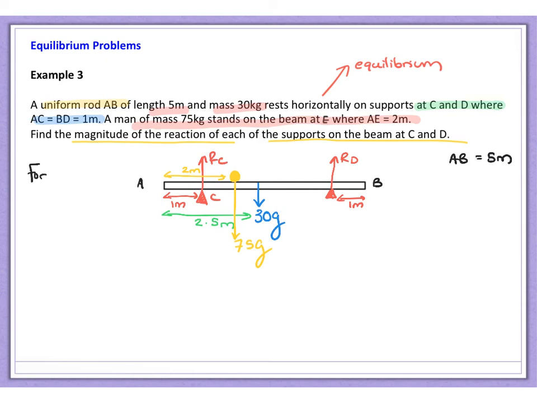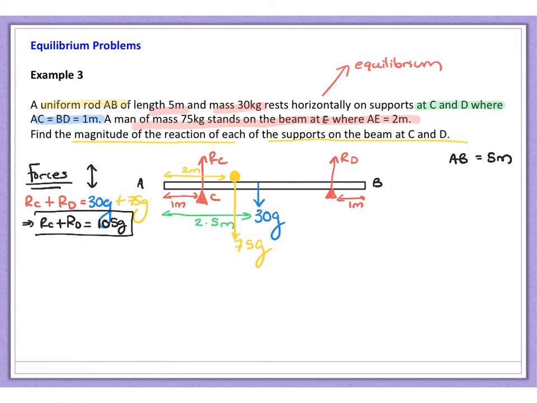So first job, we know we want the forces to be balanced for a system that's in equilibrium. So what do we have? Acting in an upwardly direction, RC and RD, and they have got to be balanced downwards by 30G and 75G. So what does that tell me? I can simplify that to RC plus RD equals 105G.